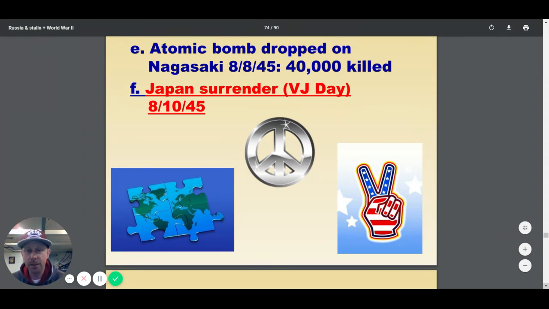Then the United States threatened Japan that on the 10th we would be bombing Tokyo with our next bomb. And once they heard that we were going to bomb them and kill millions of people with an atomic bomb, the Japanese decided to surrender, and this became VJ Day, Victory in Japan Day. So August 10th, 1945, the Japanese officially surrendered.